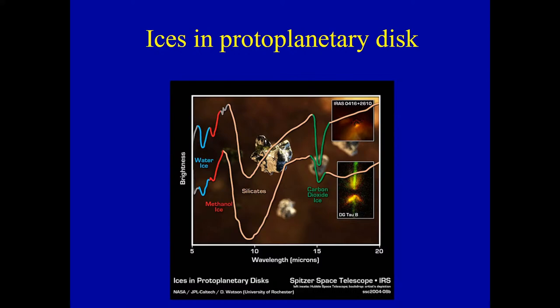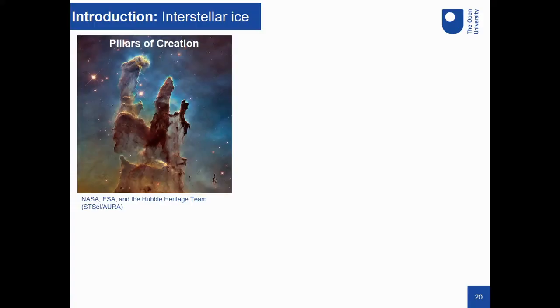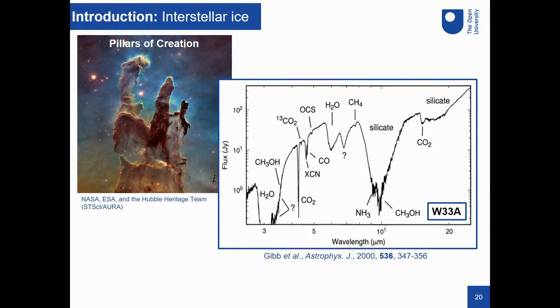We do know that these molecules are there and we know that they are in the ice phase. If I do it again, a little bit more detail, if I look at what we call the pillars of creation, which many of you will probably have heard about, in the interstellar ice, this is the spectrum from this dark cloud, W33A. The first one really to show a lot of ice spectra. And you can see here identified several transitions, several absorption bands, which have been marked.